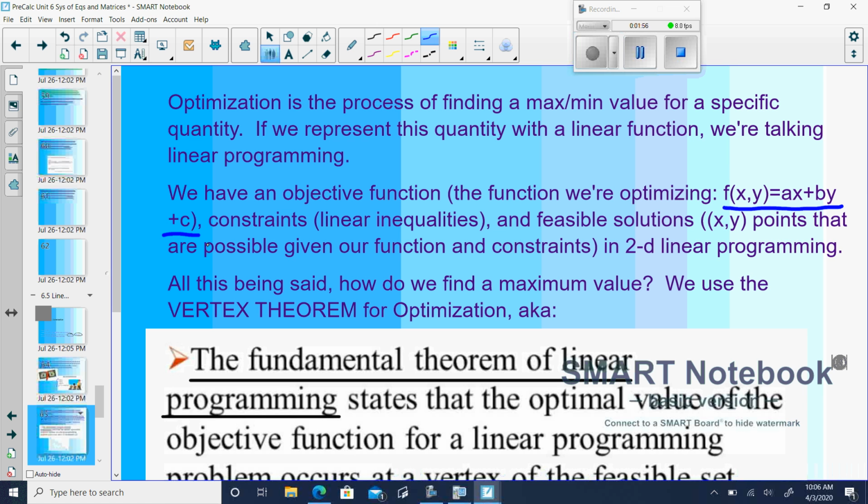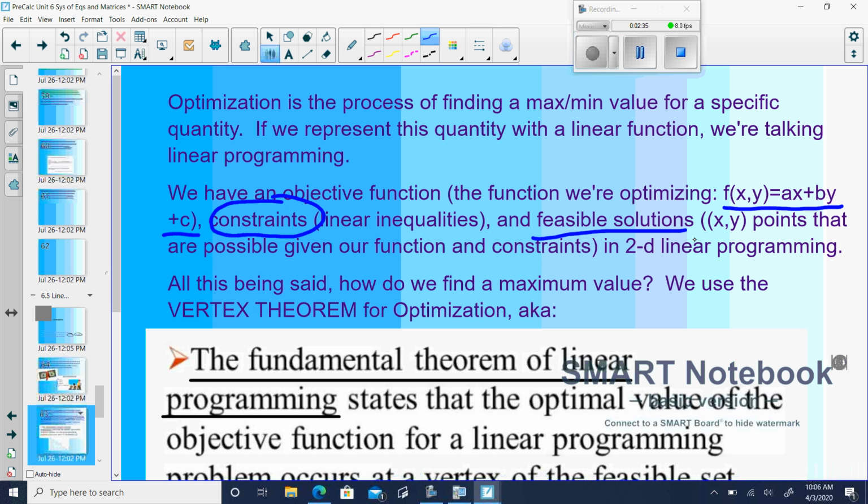Then we have, just like businesses, these linear inequalities that act as constraints. Those are things that can limit our values, so that can limit our ability to optimize or maximize a value in a given problem. And then this portion, feasible solutions. Those are just xy points given our objective function and our constraints that allow us to say, yes, this maximizes or this minimizes, or what have you, depending on what the problem asks us to solve for.